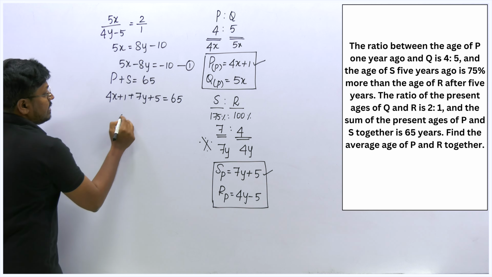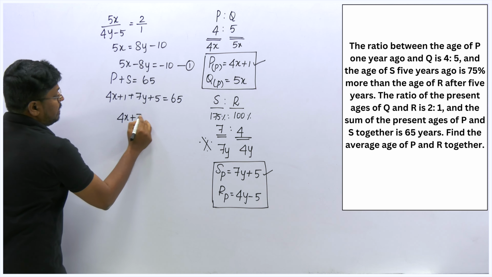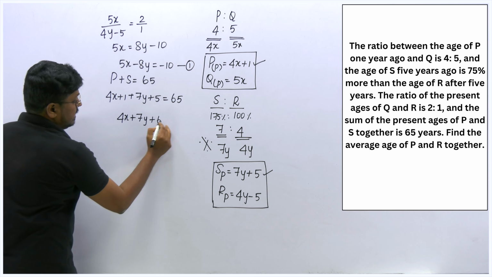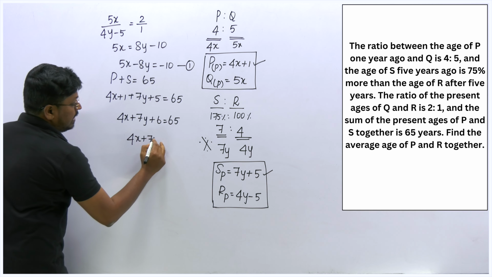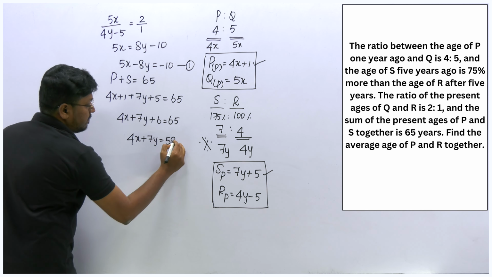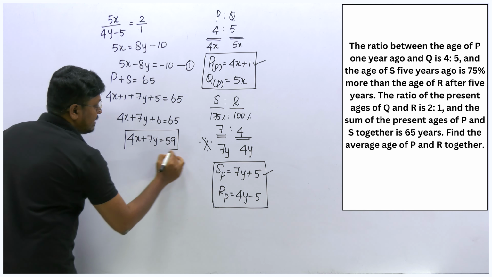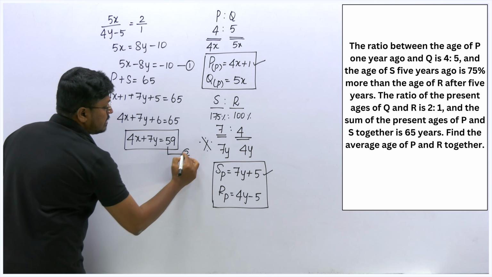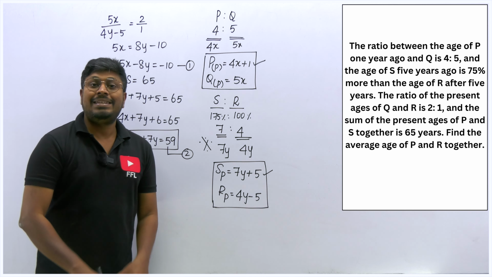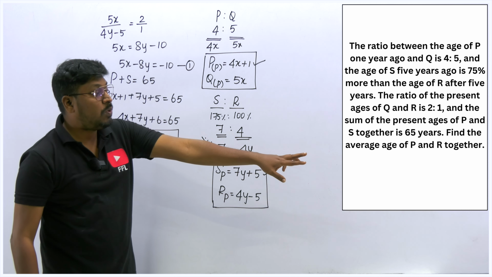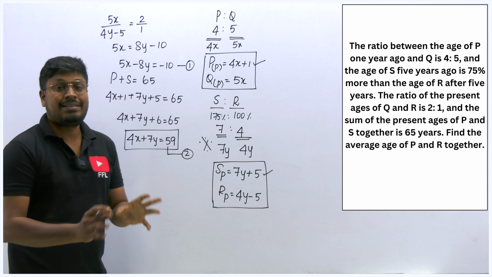So now 4x and 7y. So 4x plus 7y plus 6 is equals to 65. So 4x plus 7y is equals to 59. So finally, we got the second equation, that is 4x plus 7y is equals to 59. So now it is easy to solve both the equations and get the value of x and y.